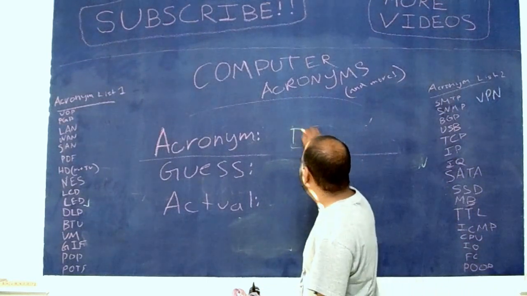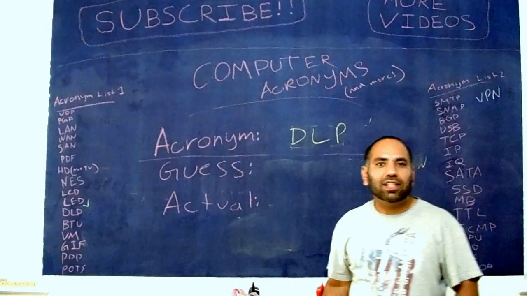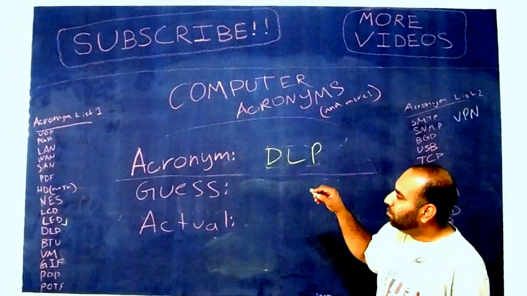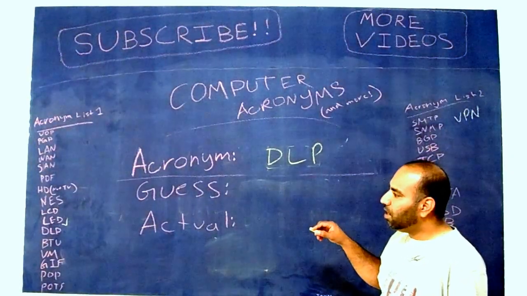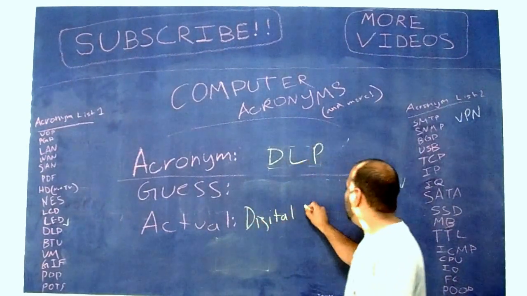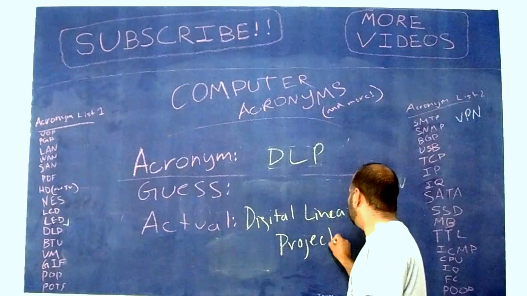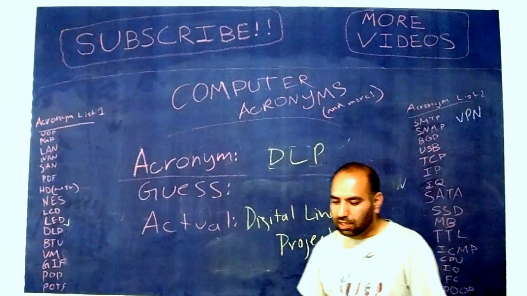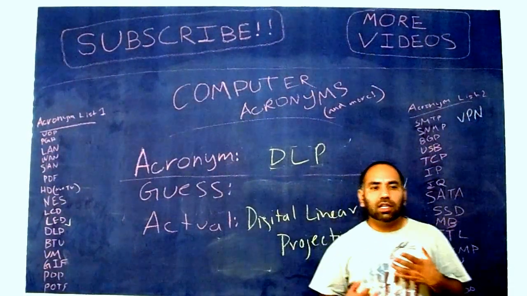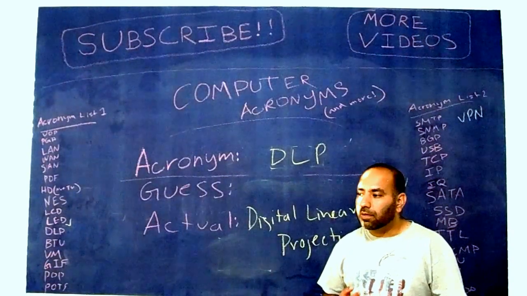All right, the next one is DLP. DLP came into life after LCD, well, actually before LED, and maybe sometime before LCD also. It's digital light projection. This is a way of projecting images onto the screen, still using the old school projection technology, but in a better resolution.